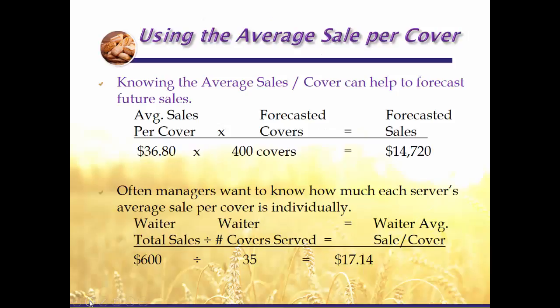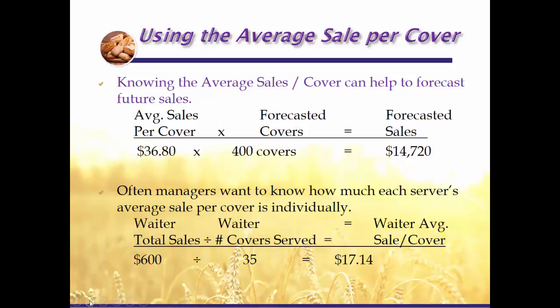We can also do this per server, which gives us an idea of how productive each server is. Knowing the average sale per cover can also help to forecast future sales. We take the average sales per cover and multiply it by our forecasted covers, and that gives us our forecasted sales. In this example, $36.80 was our check average. We multiplied that by 400 customers, and that gave us $14,720 in sales. These are forecasted sales for the future.